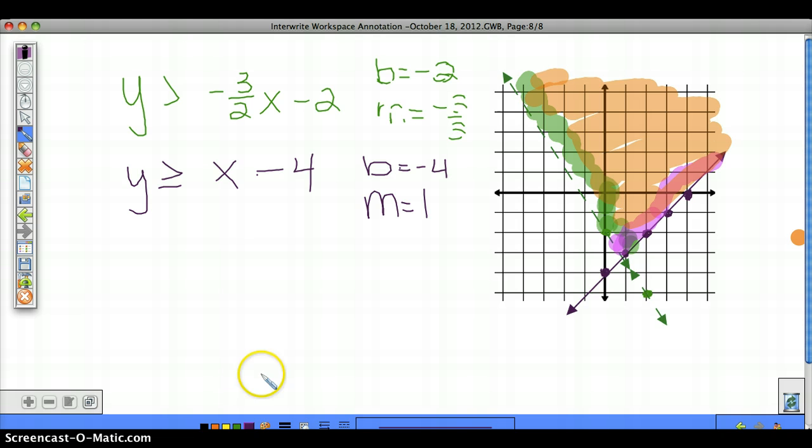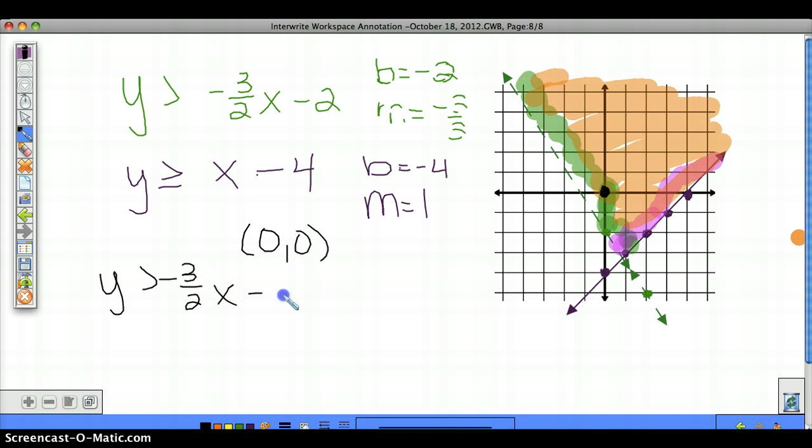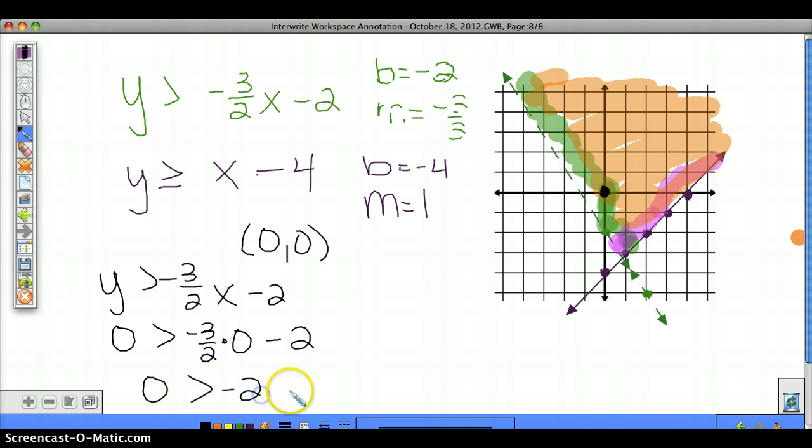So if I wanted to pick a point to check my shading, you can do so. I am shading over 0, 0 from both lines. So if I plug in 0, 0 to check, it should work for both of these lines. So let's first check y is greater than negative 3/2 x minus 2. Plugging in 0, 0, we get 0 is greater than negative 3/2 times 0 minus 2. So 0 is greater than negative 2, which is true. So this one is correct.